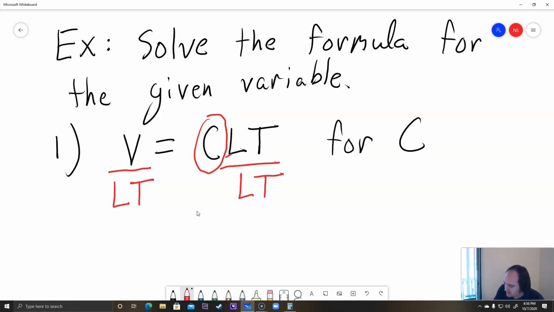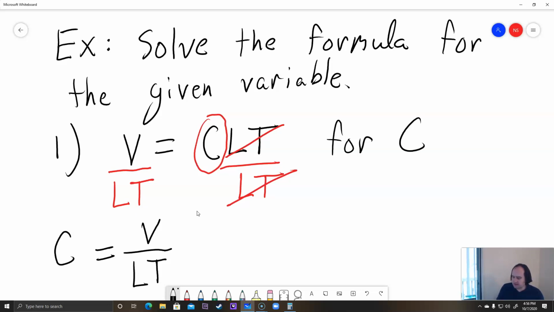On the right side, the LTs are going to cancel. And then on the left side, we get V over LT. So we get V over LT is equal to C. And they want you to switch the order of the equation around, so we're going to write the C first. So we have C equals V over LT. Okay? And that's our answer.